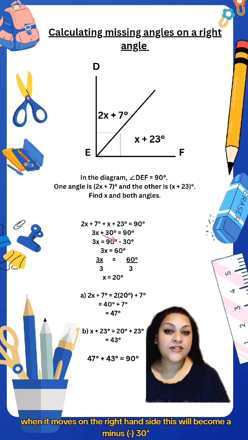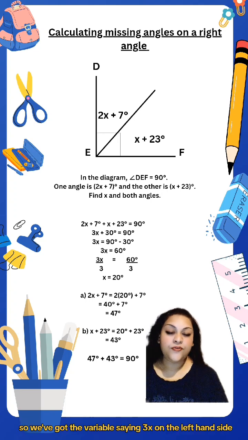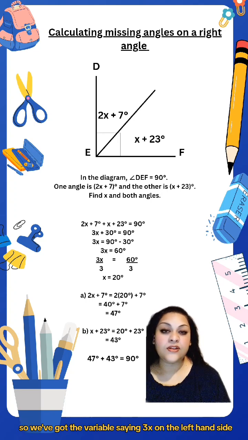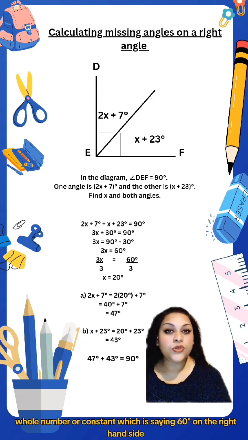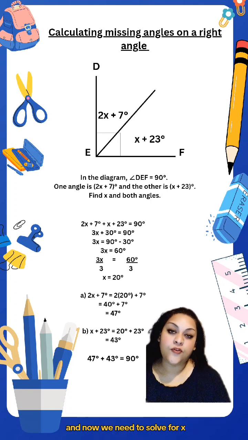When it moves to the right hand side, this will become minus 90 degrees. So we've got the variable, 3x, on the left hand side. We've got the whole number, or constant, which is 60 degrees, on the right hand side. And now we need to solve for x.